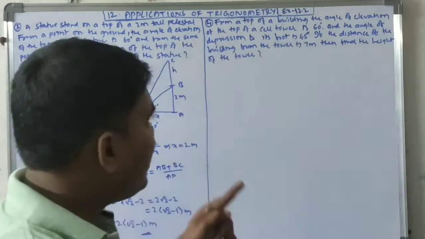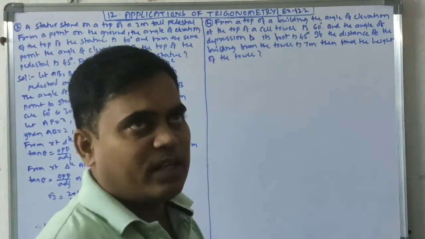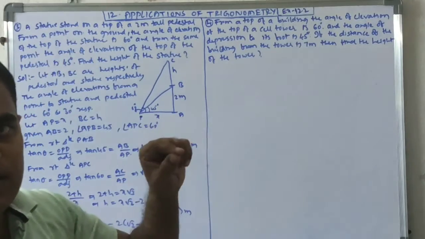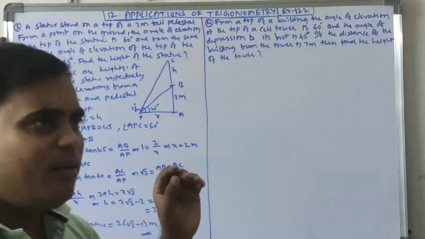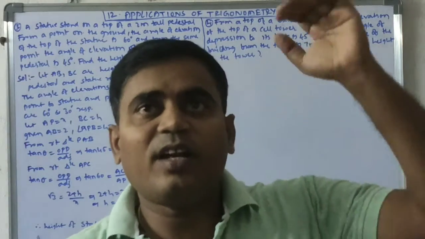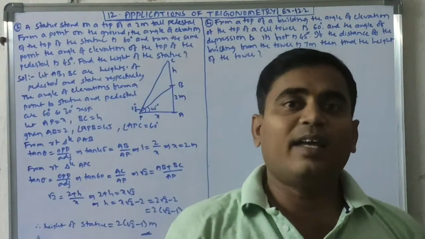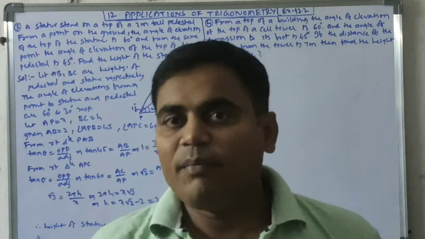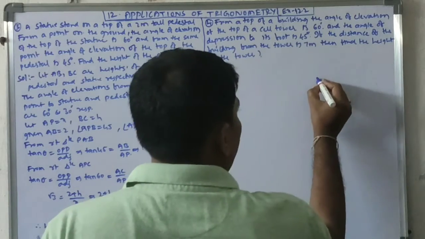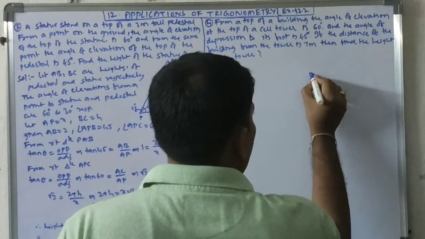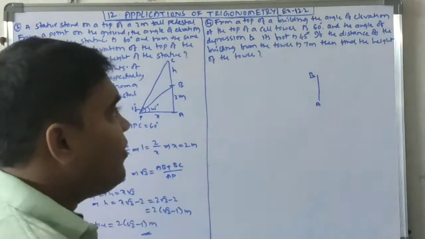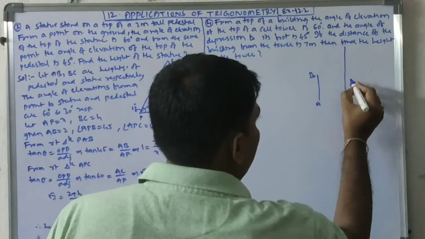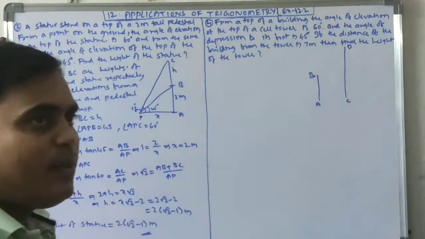So here it is given the top of a building and the top of a tower. From the top of the building, the person is observing the top of the tower with the angle of elevation, which means the height of the tower is more than the height of the building. So first let us consider AB. AB is the height of the building. Next, CD is the height of the tower.